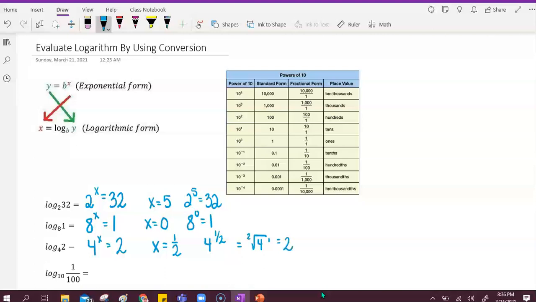Okay, log base 10, so 10 to what power is equal to 1 over 100? And x is going to be equal to negative 3. 10 to the negative 3 is equal to 1 over 100.